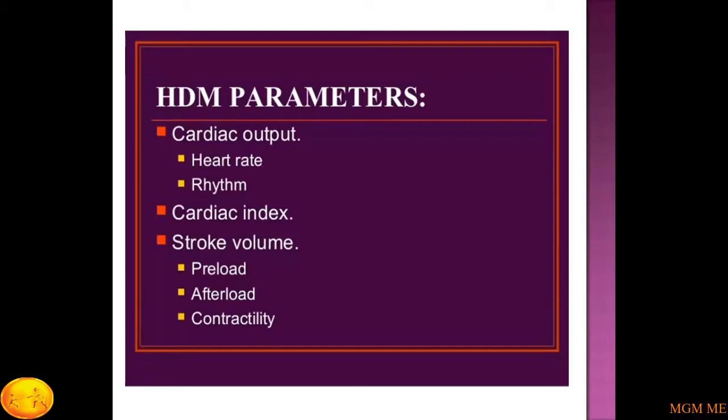Then afterload. What is meant by afterload? It is the resistance given by the peripheral vasculature to the heart, and we measure that in terms of blood pressure. And next is contractility, which we grossly call ventricular function. So good contractility means good ventricular function and good ejection fraction. So the stroke volume depends on these three factors.